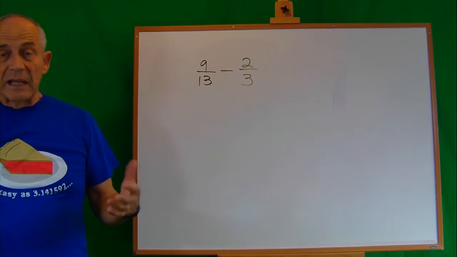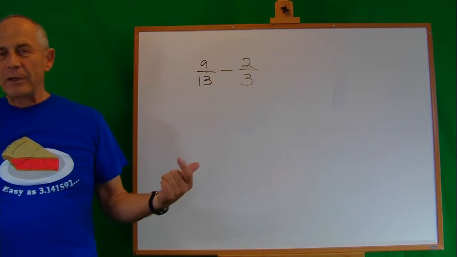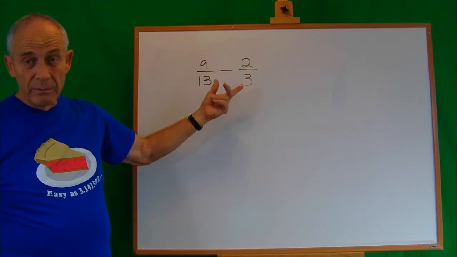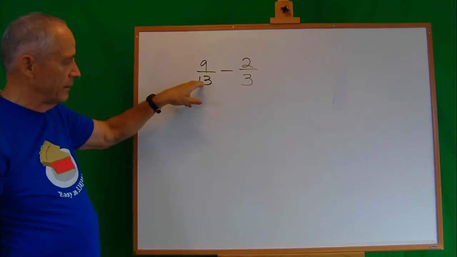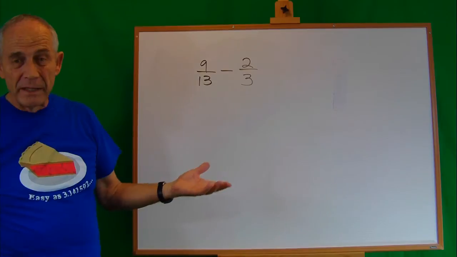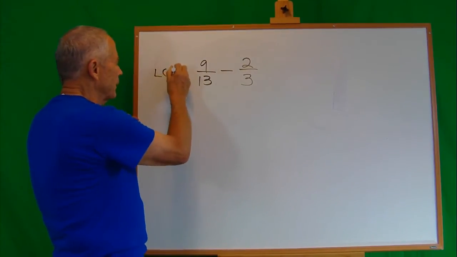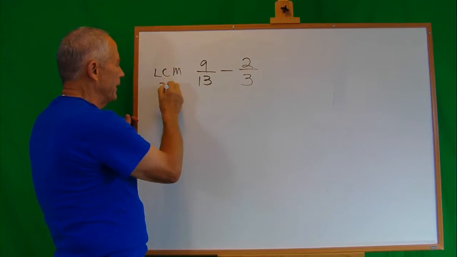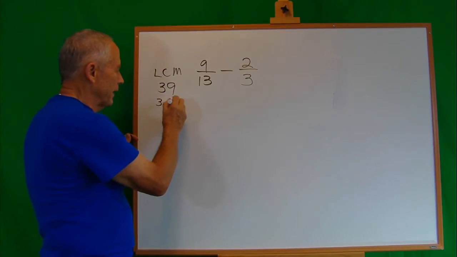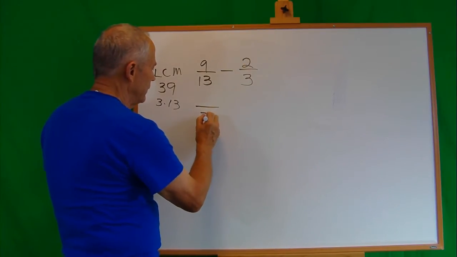Well, we're still adding and subtracting. We still have to have the same thing. If we don't have it, we have to make it. Now in this case, these two are prime, so our denominator has to be the product of those two. I mean, you can talk about finding factors and all, but it's still going to be that. So our least common multiple is going to be 3 times 13, or 39. Okay, let's write this down here so we've got it. So that's what our denominator is going to be here.